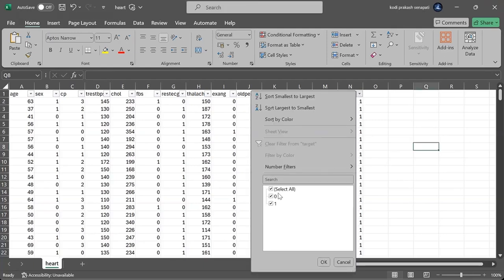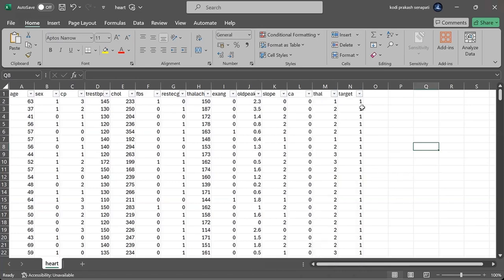Because target is 0 and 1. 0 means non-diabetic, 1 means diabetic. What is classification, guys? The dependent variable is binary. It is not continuous. That's right. So can we apply classification algorithms or not? We apply logistic regression, we apply SVM, we apply decision tree. This is the first step.